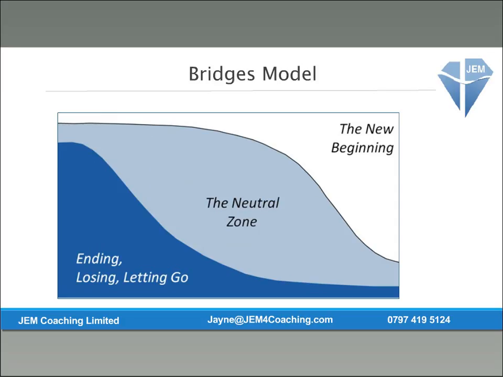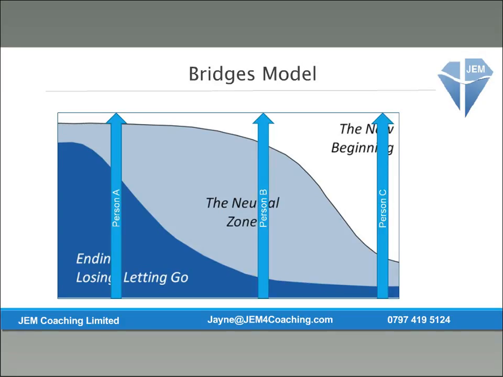If you could just do 3 more clicks on there, thank you. So the bridges model talks about 3 zones. The first one being the ending and letting go. When people are going through change, the first thing they have to do is let go of what was before. Then they move into a neutral zone, which is that dip in the change curve where they may be starting to come over, and then eventually they go to this new beginning and they see the new way of working.